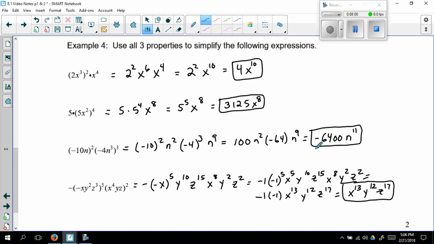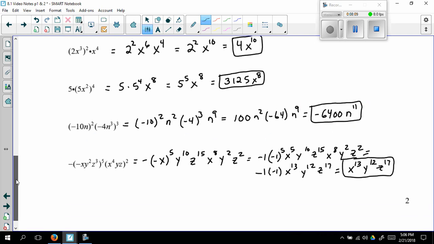So 100 times negative 64 is negative 6400. And then n squared times n to the 9th, same base, so I add them, n to the 11th. And then this last one, I showed a lot of steps just to keep track of where those negatives were. This first negative sign isn't impacted by the 5. So I just have this negative hanging out here. Everything else is, so I put it in parentheses. I multiplied, so I have y to the 10th and z to the 15th. And then from the second part of the expression, x to the 8th, y squared, z squared.